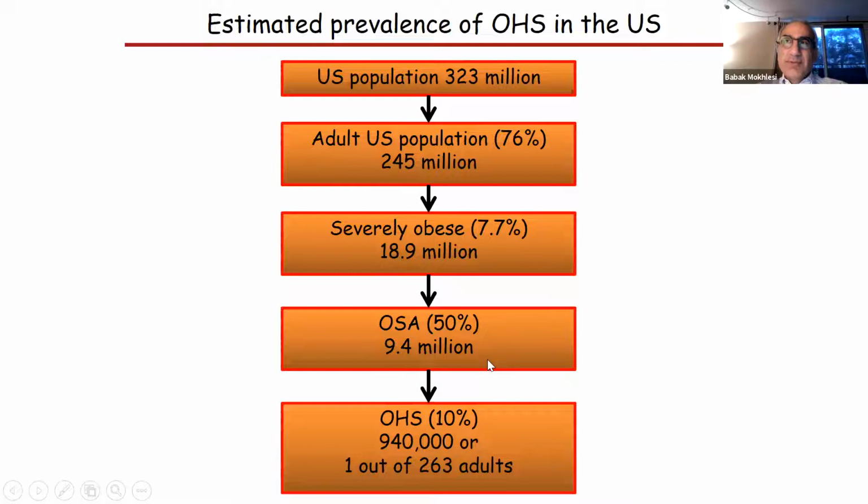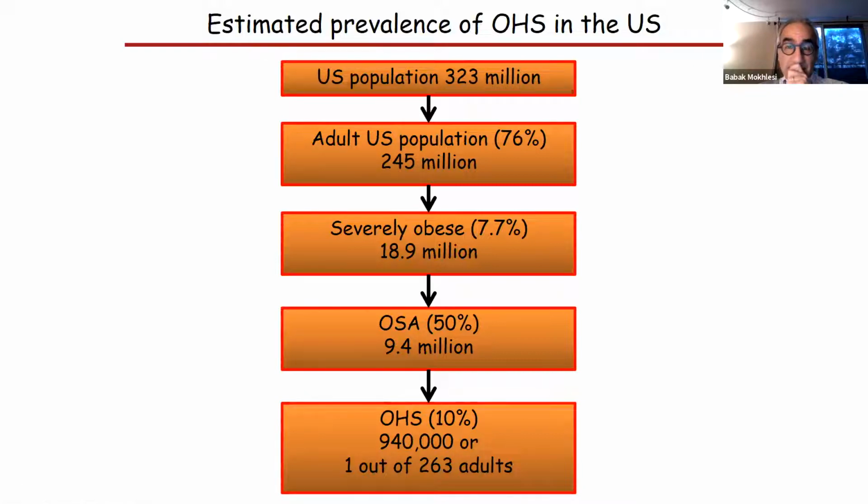So now you have 9.4 million who are severely obese and have AHI above 5. Then from the slide that I showed you, in that population, 10 to 20% of people have been reported to have evidence of hypercapnia during the daytime. So let's take the 10%, the lower side. That takes you to 940,000 people in the US, or 1 out of 263 adults.